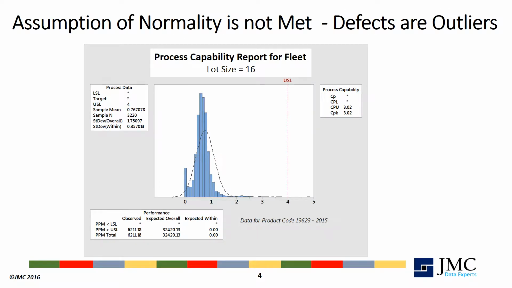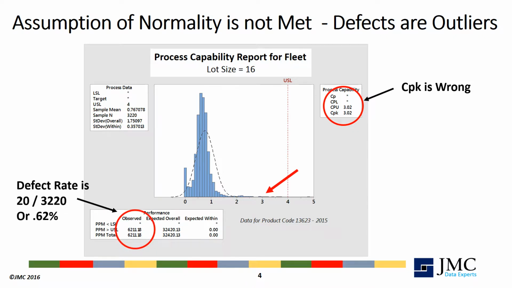However, in the case of our filter manufacturer, we see the distribution of their data is not normal. The problem: contamination levels are flyers above the main body of the data. This leads to inaccurate conclusions. For example, the Cpk of 3.02 implies a parts per million defect level when the observed defect level is actually 0.62%. But all is not lost. We can still develop a non-parametric acceptance sampling plan based on the data we have.